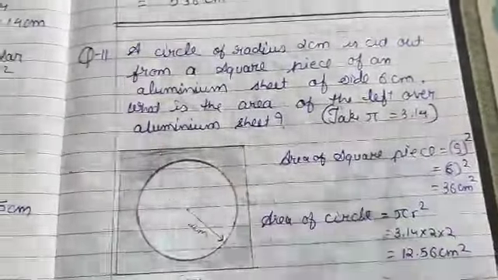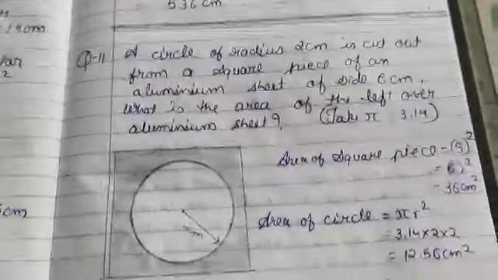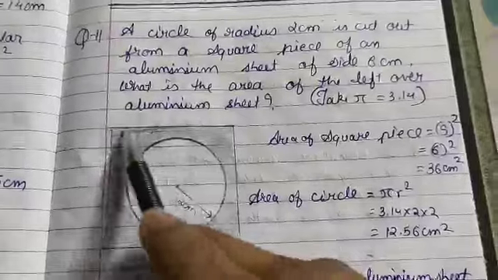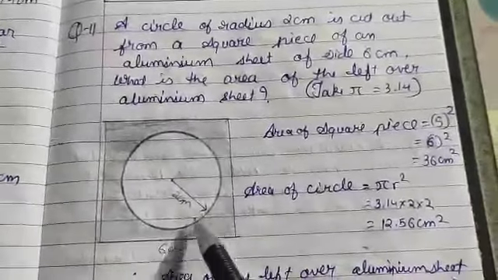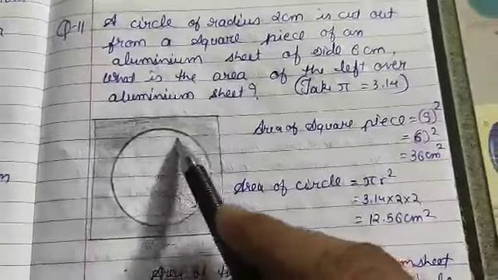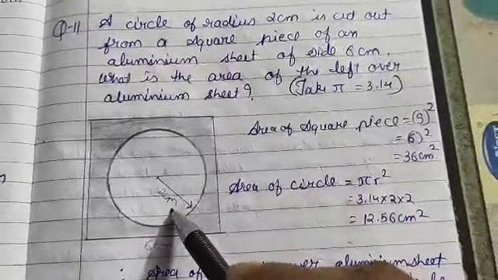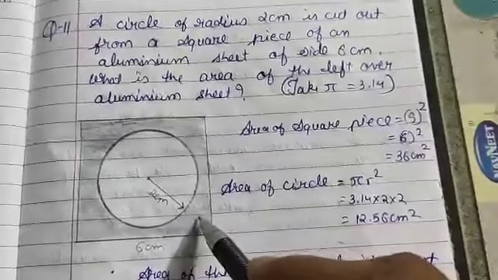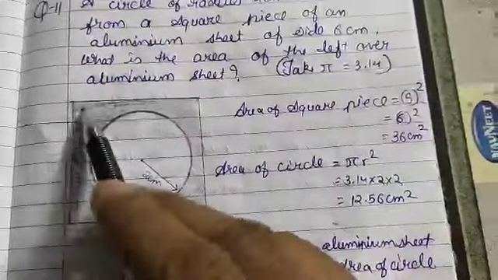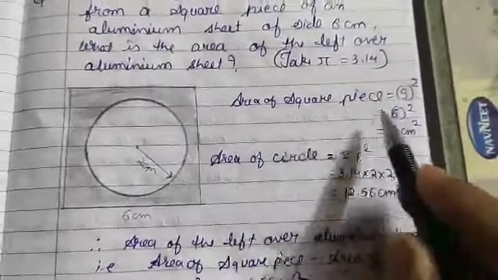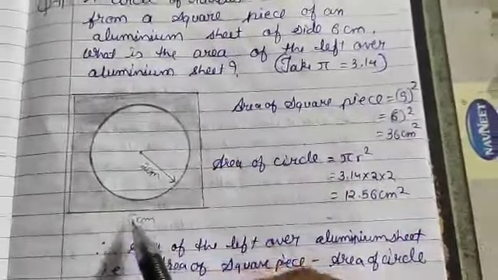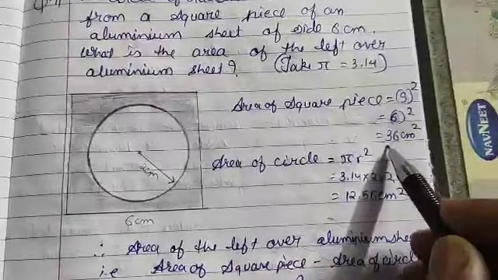Let us see some number 11. A circle of radius 2 centimeter is cut out from a square piece of aluminum sheet whose side is 6 centimeter. Now this is a square aluminum sheet of side 6 centimeter, and from that a circle whose radius is 2 centimeter is cut off. We need to find the leftover aluminum sheet. First we have to find the area of the square aluminum sheet. Area of a square is side square, so 6 is given. The square of 6 is 36 centimeter square.